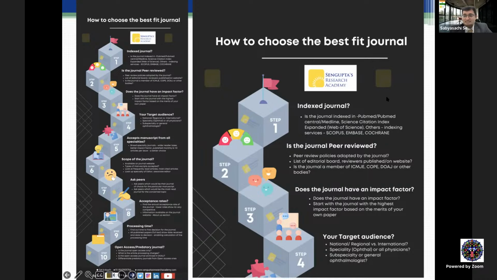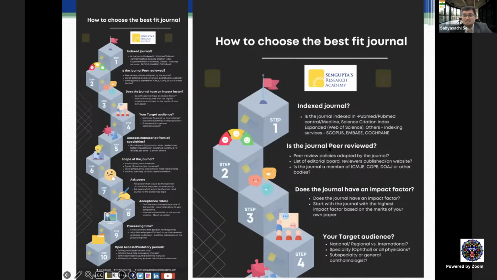There are other indexes like SCI, or Science Citation Index Expanded, which is maintained by Web of Science, and this is the one which gives the impact factors, and others like Scopus, Embase, etc. But most importantly, if you are looking at an indexed journal, it should be PubMed indexed.